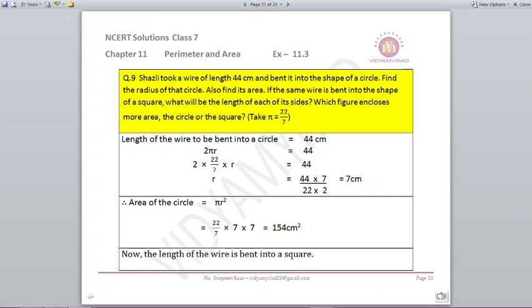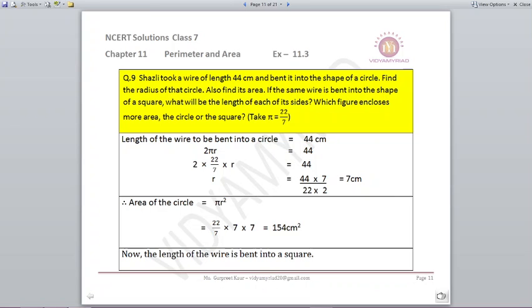Shazli took a wire of length 44 centimeters and bent it into the shape of a circle. Find the radius of that circle. Now he has a wire. That wire is made in a circular form. That means you have the circumference. That means 2 pi r is given as 44.